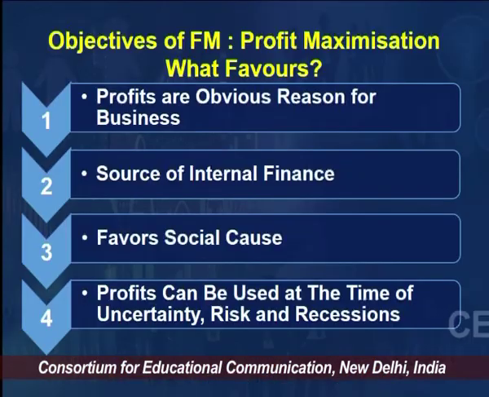So, profit maximization is the first thing I am going to take up as an objective of financial management. I am going to discuss points which are in favor of this profit maximization objective, and then we will discuss the points which are against it, right. So, first, profit maximization and the points in favor of it. Number one, profits are an obvious reason for any business. Number two, a source of internal finance. Number three, it favors social cause. And lastly, number four, profits can be used at the time of uncertainty, risk and recession.